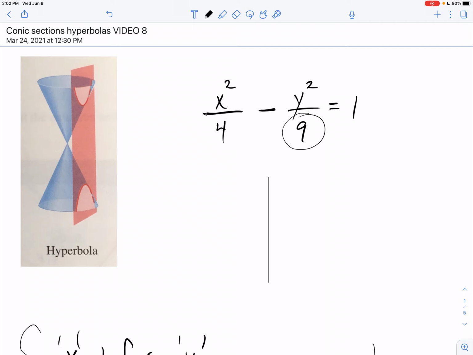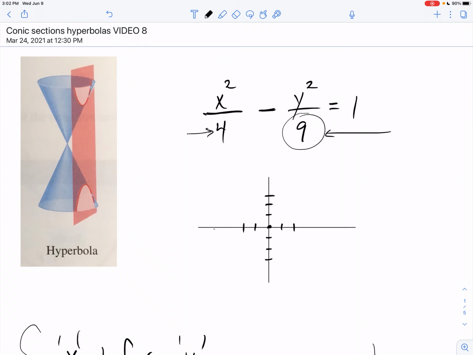This is a hyperbola which is centered at the origin. What if it's not centered at the origin? I'll do one of those too so you can see the difference. But if the center is at the origin, it's really easy peasy. I'm going to count 2 to the right, to the left. What am I going to do here? Up 3, down 3.